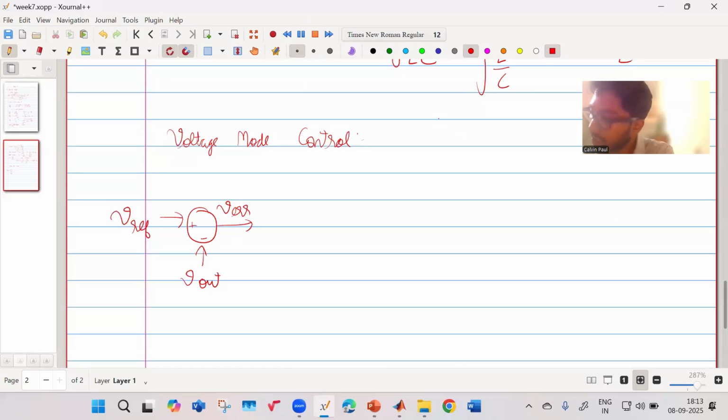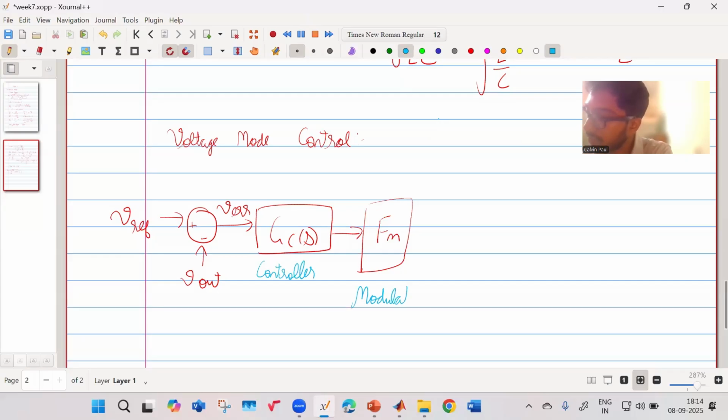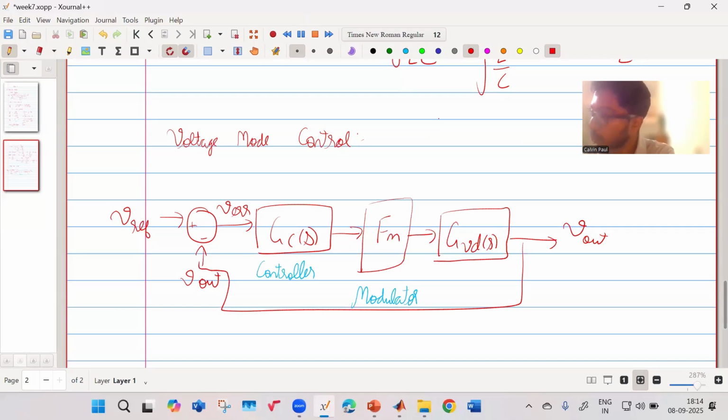Once we get our error voltage, we pass it through a controller, GC of S. Then we have something extra. What do we have? We have our modulator. This is our controller. This is our modulator. Then this will be our GVD of S. And this is our V out. This is our closed loop.